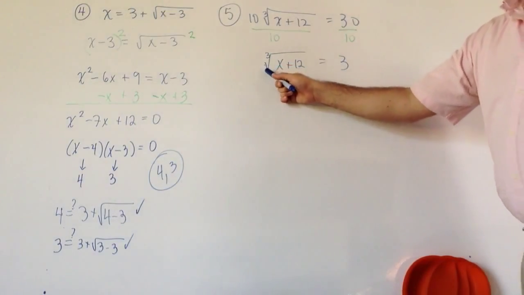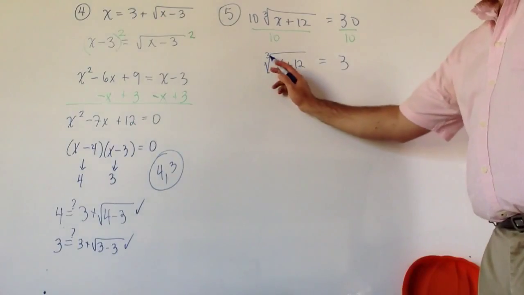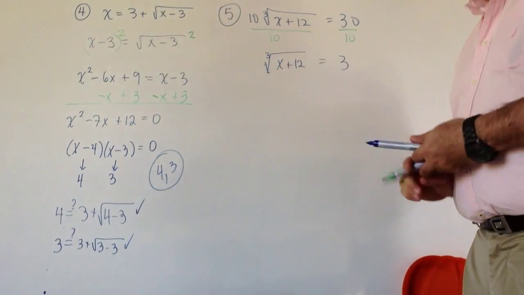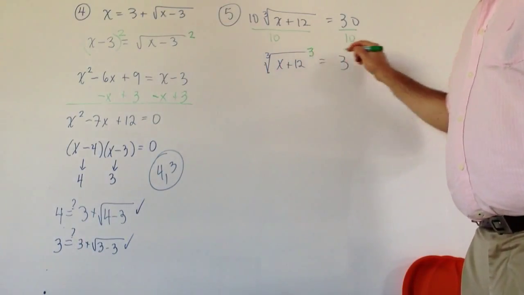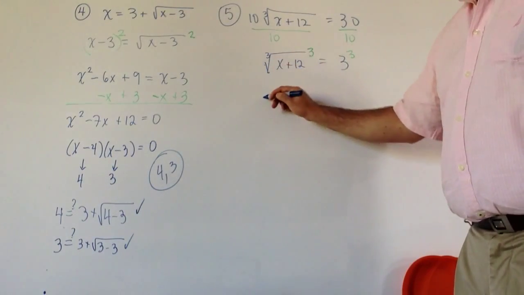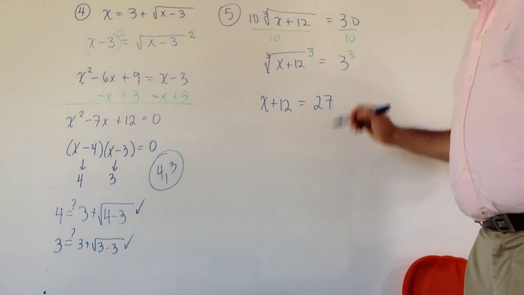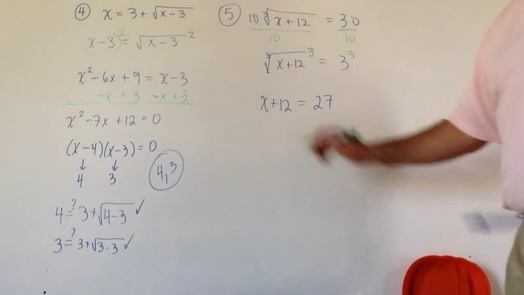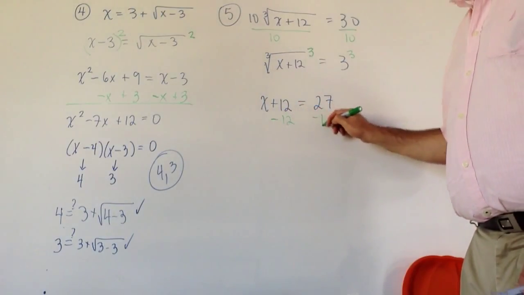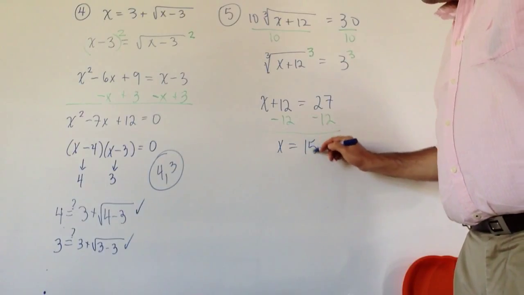Okay, now we eliminate the radical by raising it to the appropriate power. The appropriate power in this case is the cube, the third power. Raise it to the third. So the cube cancels the cube root. We have x plus 12 equals 27. Now it becomes really easy. Minus 12, minus 12. And we have that x is 15.